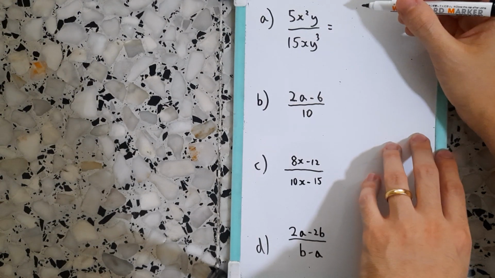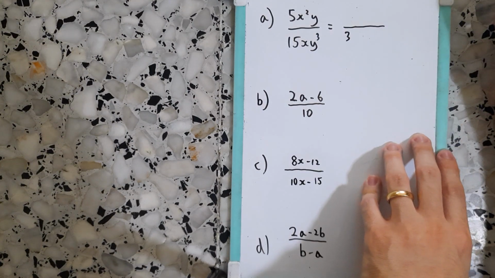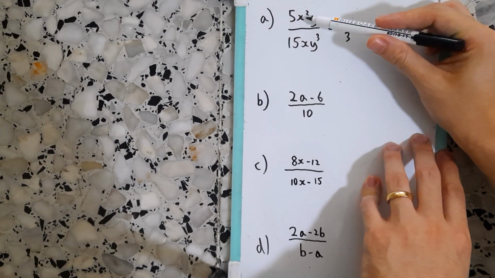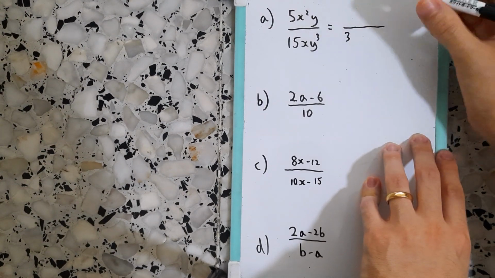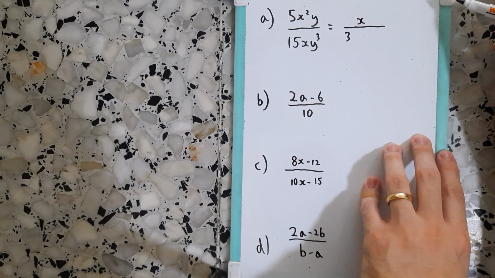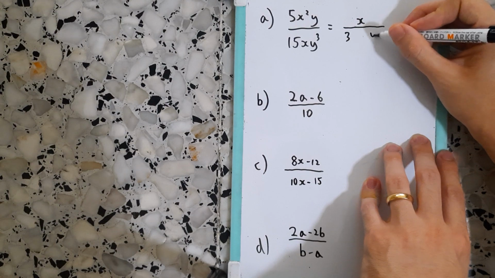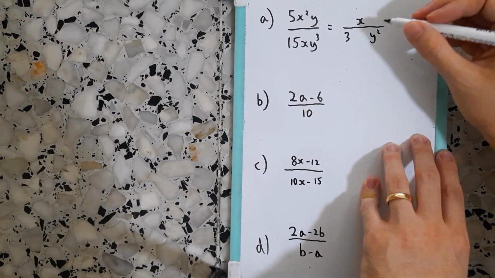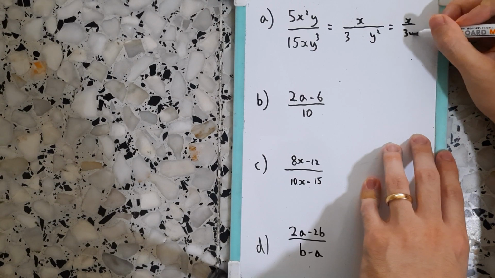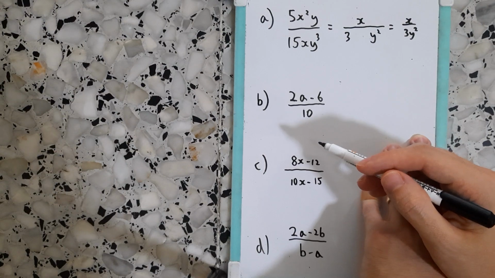5 and 15, so divide top and bottom by 5, leaving me 3 on the bottom and a 1 on the top, but we don't need to write that. And then I look at my x's and x, divide top and bottom by x, so I end up with x on top, and divide top and bottom by y, so I end up with y squared on the bottom. Obviously I wouldn't leave it written so spaced out like that, so it would be x over 3y squared. So that should be pretty familiar from last topic.